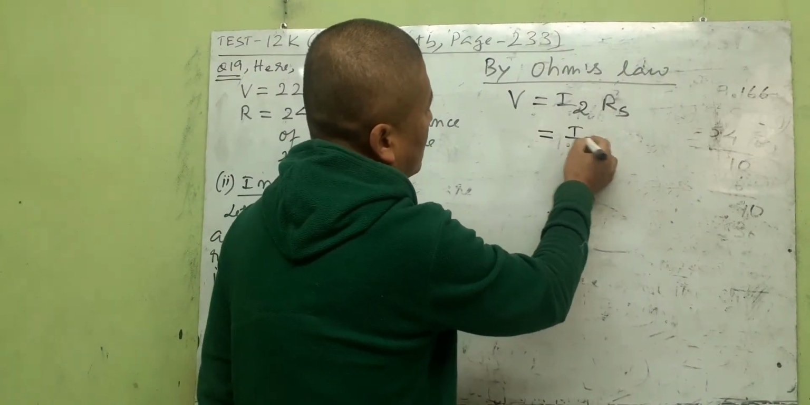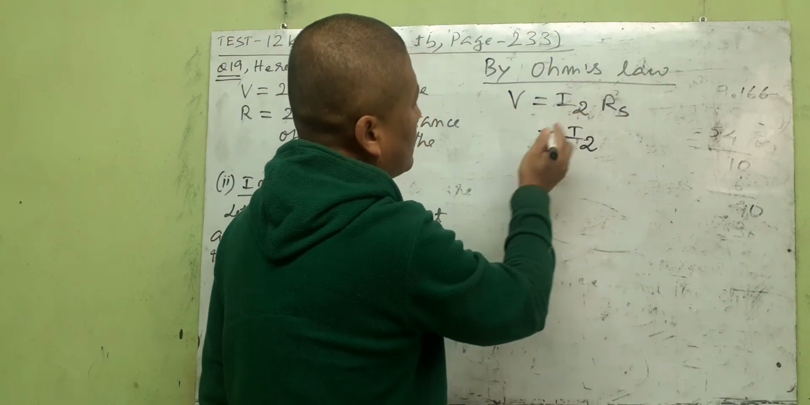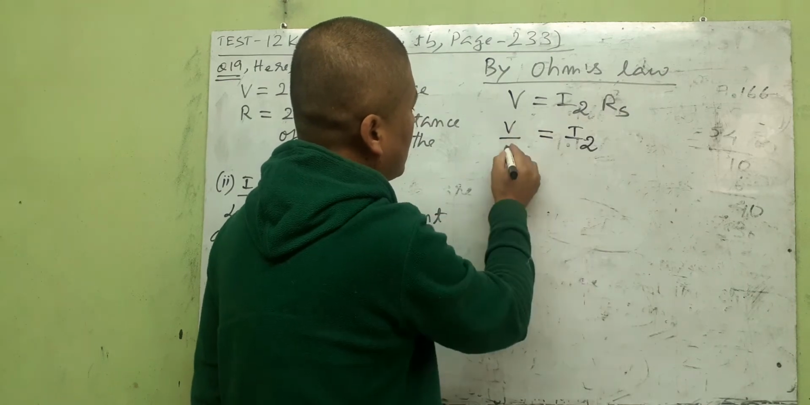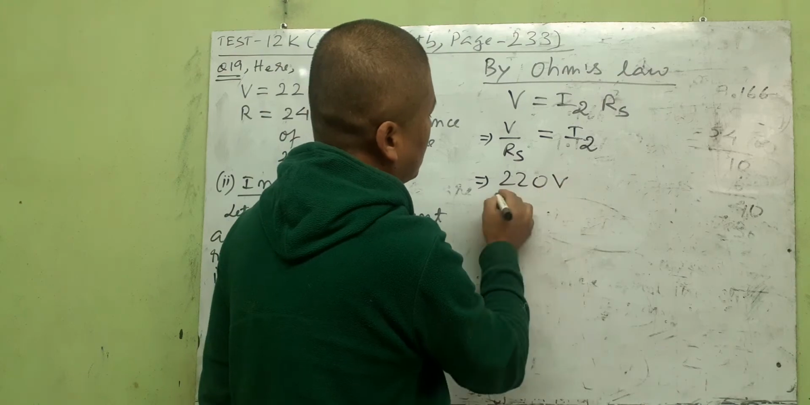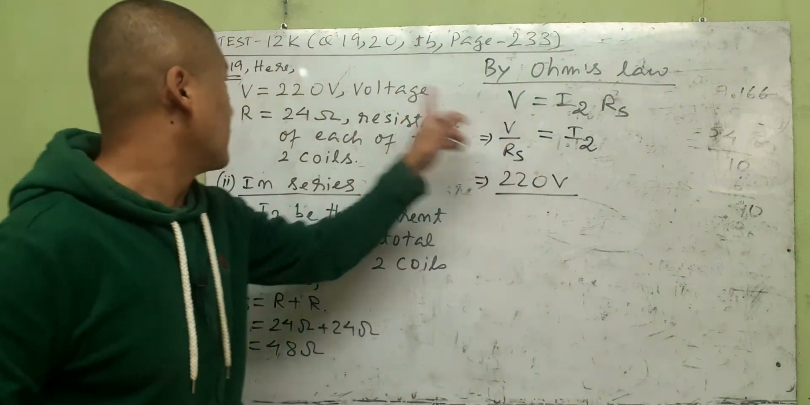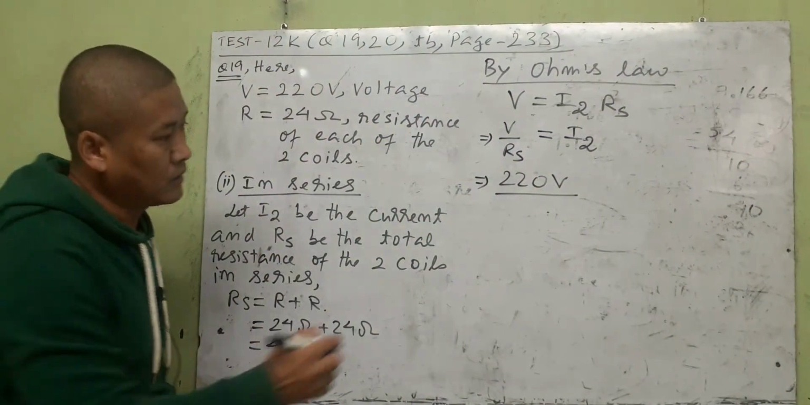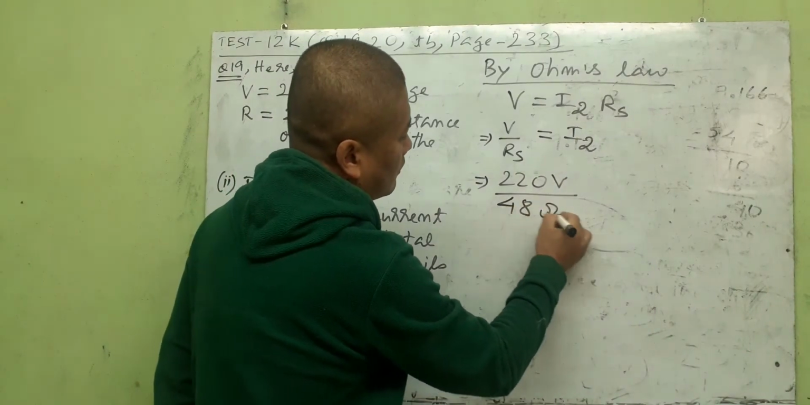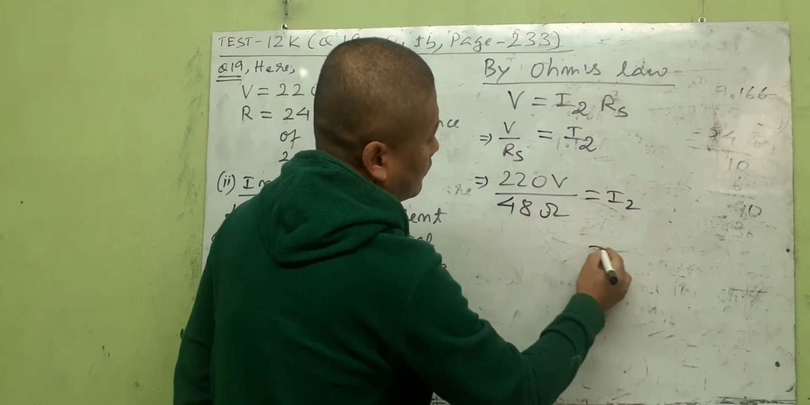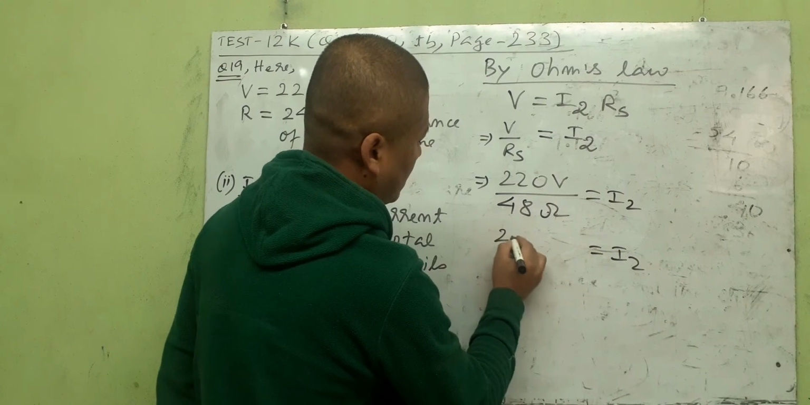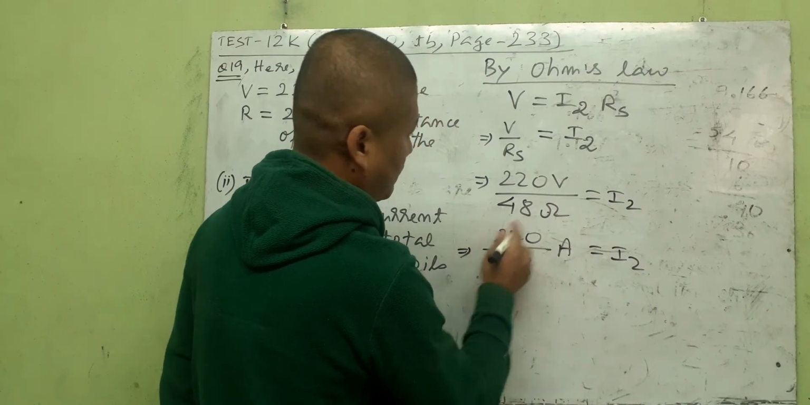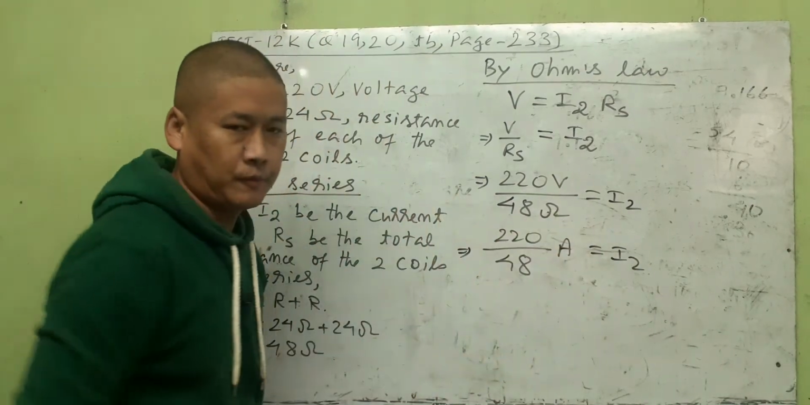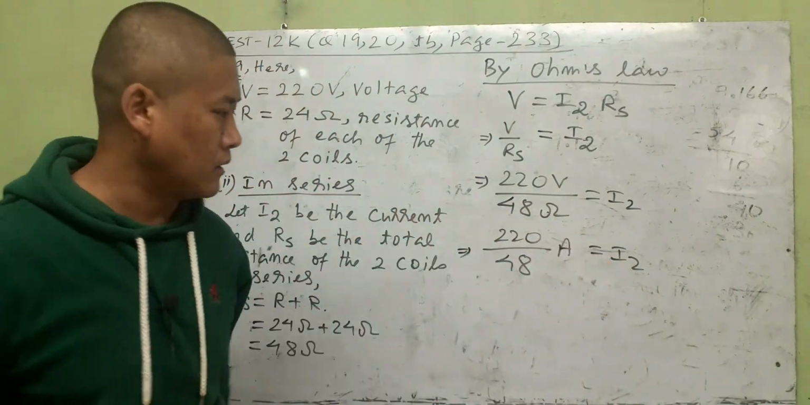So as they're saying, find the current in each case, so I2 is the current, we keep that alone and shift this RS, then it will come to denominator. So V is 220 volt divided by, as you can see here, RS value total 48 ohms. This is I2. So I2 will therefore be 220 by 48 ampere, because we know volt by ohms is ampere, the SI unit of current.